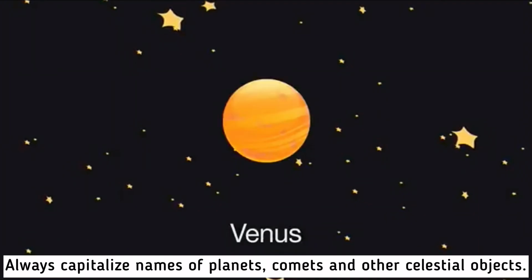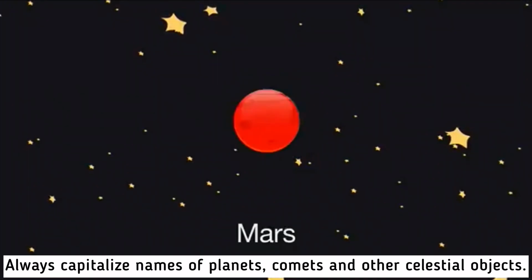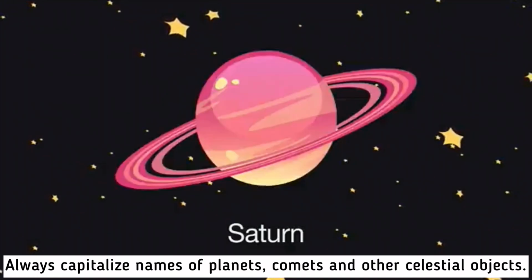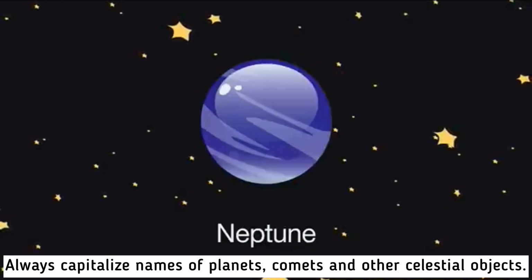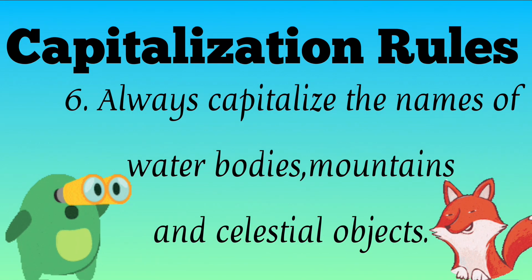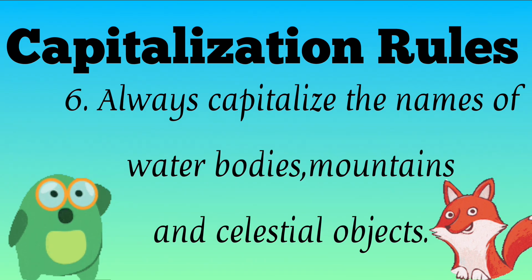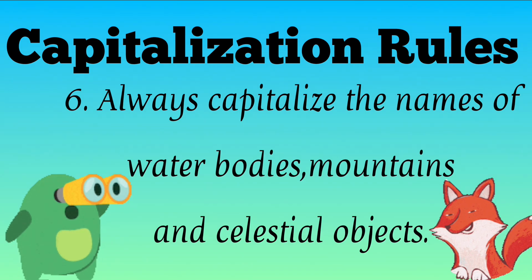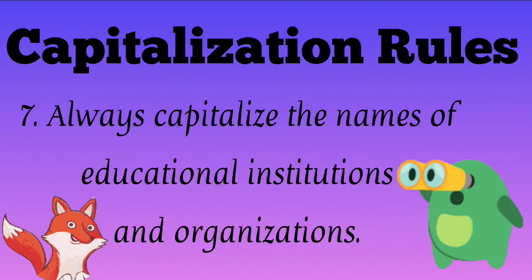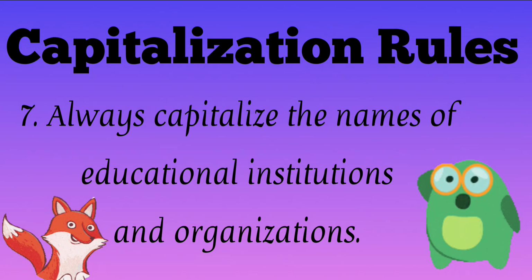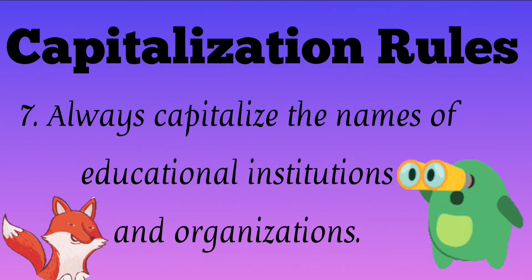The names of planets, comets, and other celestial objects are always capitalized. So our sixth capitalization rule is to always capitalize the names of water bodies, mountains, and celestial objects. Now let's look at our seventh capitalization rule. Always capitalize educational institutions and organizations.